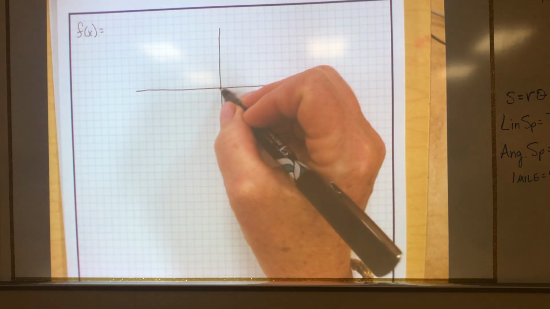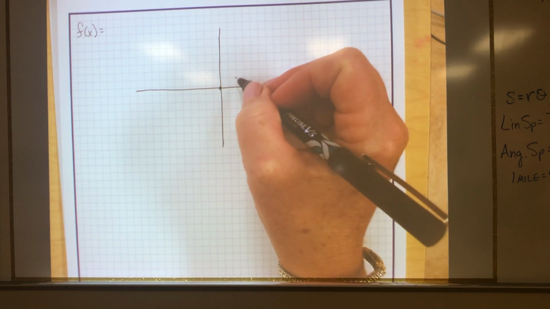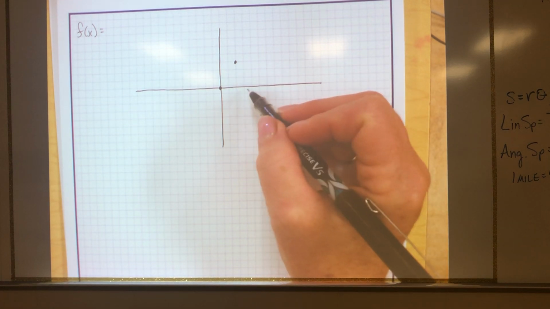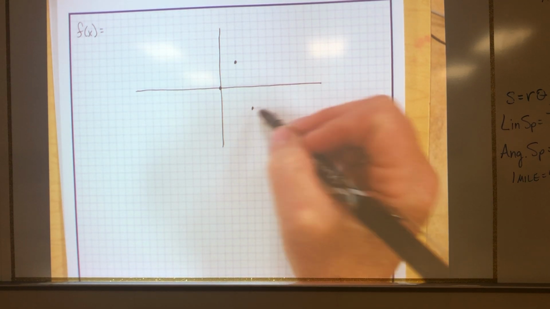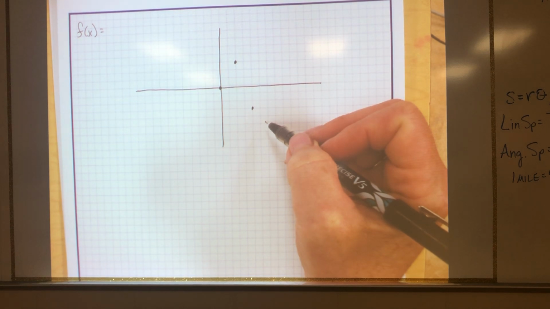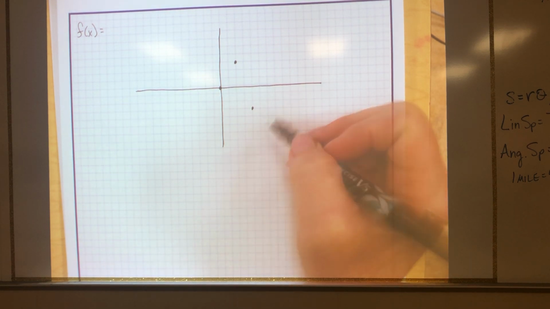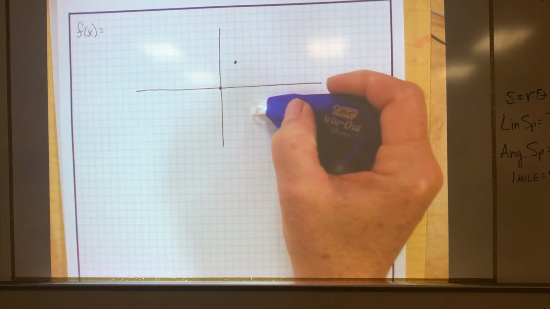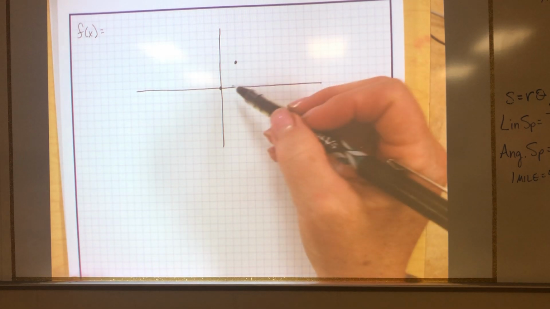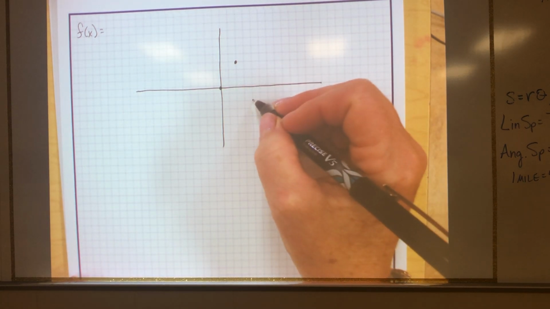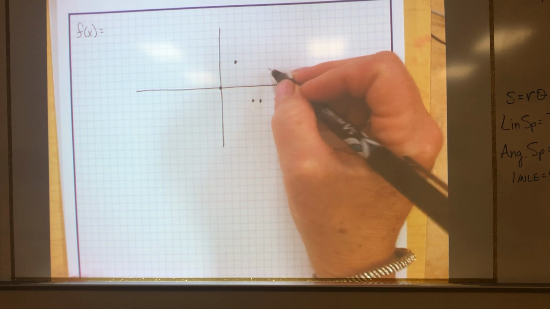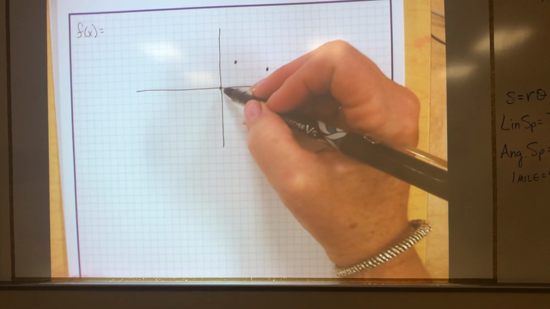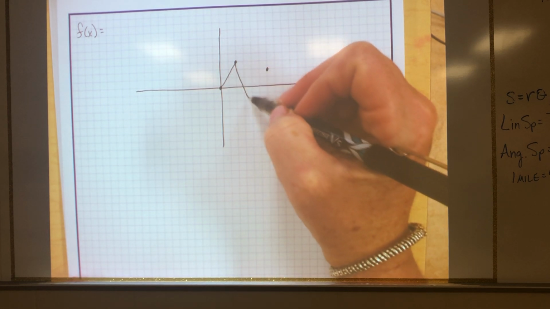Here's the first one. Here's the second one. Here's the next one. Here's the next one. And the next one. Okay. So this is what our function looks like.